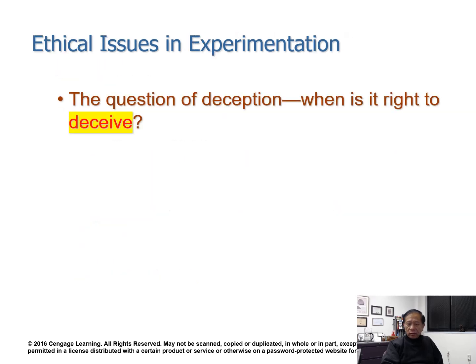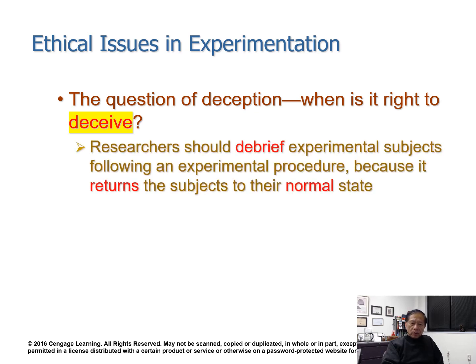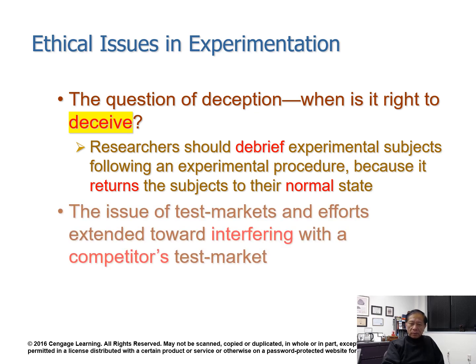There are ethical issues in experimentation. The question of deception. When is it right to deceive? To what degree do you deceive? Right? The question of deception. Researchers should debrief experimental subjects following an experimental procedure because it returns the subject to their normal state. And you should debrief them after that. Okay? Following the experiment.